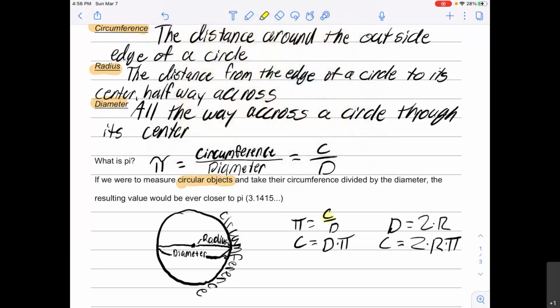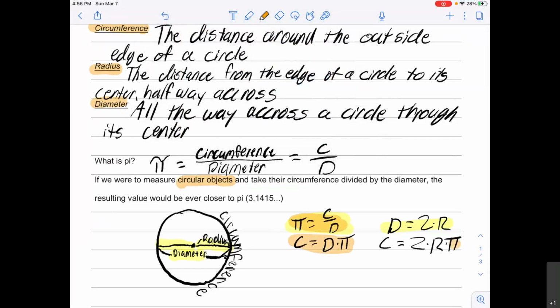So again, this is the definition of pi. This just means that the diameter is double the radius. 2 radiuses make up a diameter. This formula is the same thing as this formula. We've just moved the diameter and put it next to the pi. We've multiplied by diameter on each side and said diameter times pi now equals circumference.